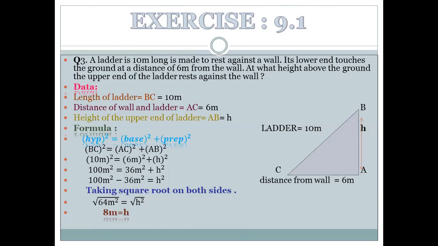Its lower end touches the ground at a distance of 6 meter from the wall. Wall and the lower end. Lower end will be the base. The distance between the base and the wall is 6 meter. It means that they give us the base of the triangle, which is 6 meter.